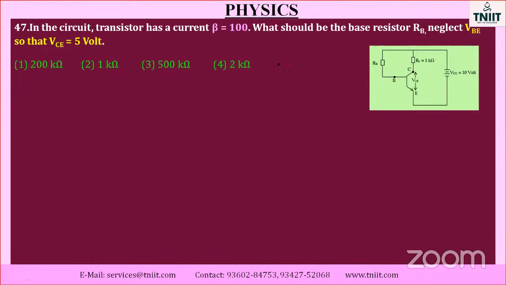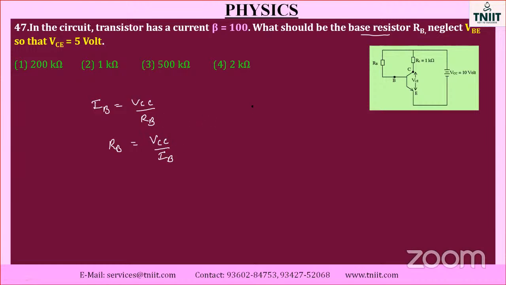Yeah, look at this problem. Actually, this problem is based on the transistor. Now they're asking you to find the value of the base resistor. Remember the formula: base current IB is equal to VCC by RB. So what is RB then? Voltage across the collector divided by IB.